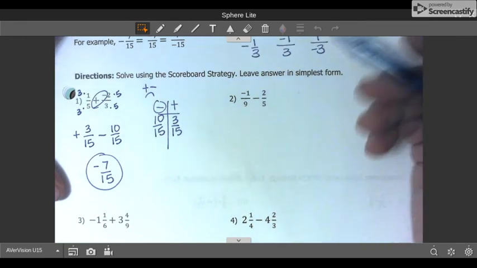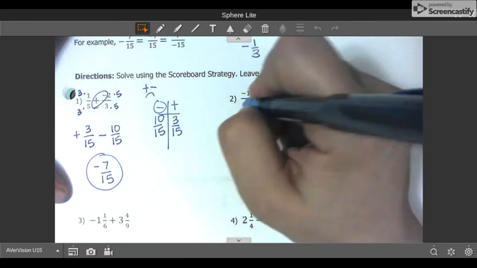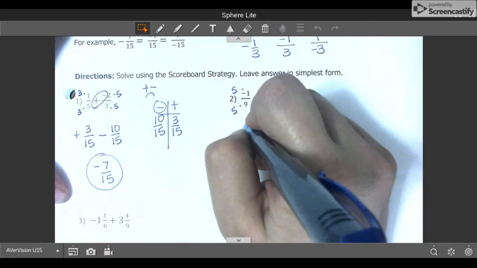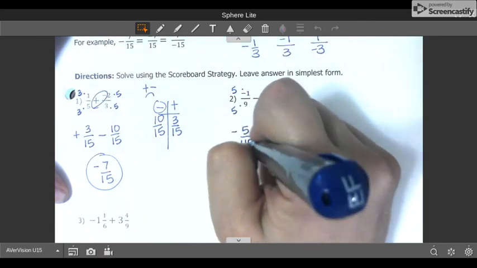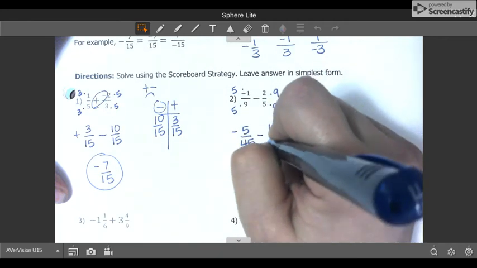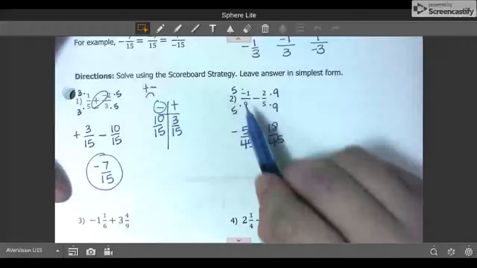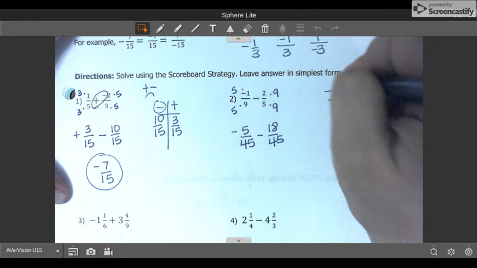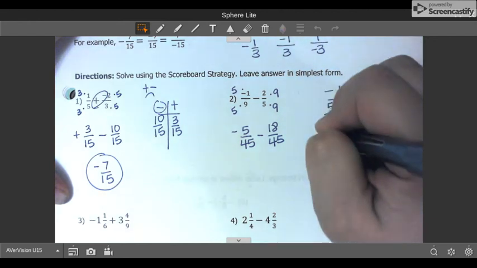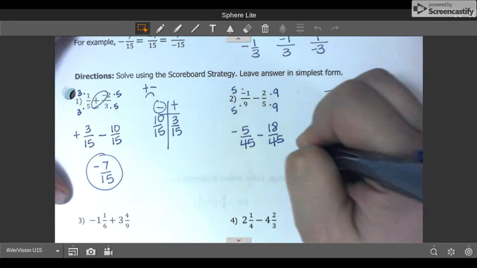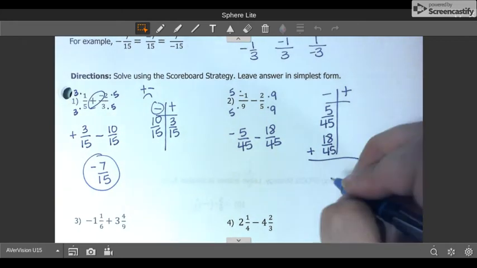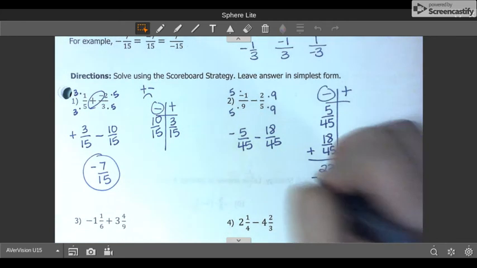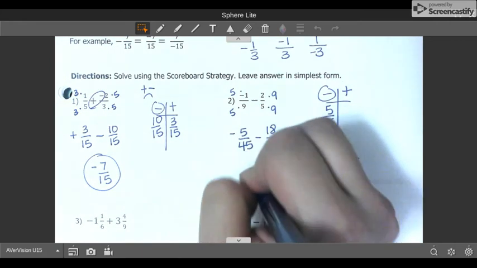All right, next one. Now here, there's no double signs, but there isn't a common denominator yet. So I'm going to set this up with a common denominator. And this is going to be negative 5/45. And this will be minus 18/45. So now that there's no double signs, I brought this negative out in front. We have a common denominator. I'm going to make a scoreboard. Both of these are negative. When they're both negative, you add them together. So this is going to be 23/45. Negatives win. So the answer is negative 23/45.